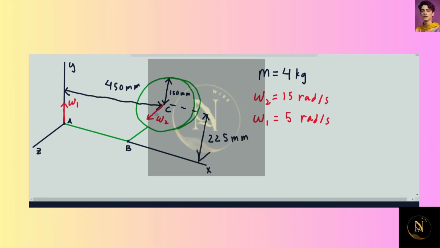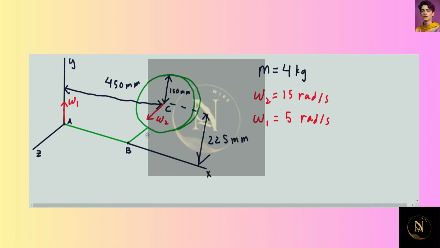We're given this disk attached to an arm ABC, and we need to find what the angular momentum is about the point A. So in order to solve this problem, we need to first find what the angular momentum is about the point C, and then also find what the distance is between point A and point C, and then also find what the velocity is about the mass center.